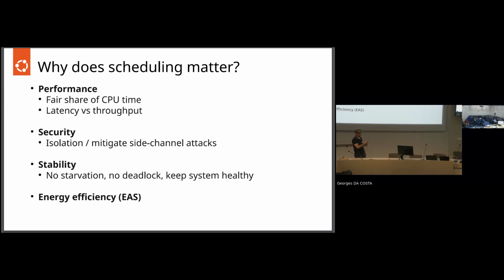So why does scheduling matter? Usually we talk about scheduling purely in terms of performance, meaning that we want to provide a fair share of CPU. There's also the fact that we have been discussing for the whole morning latency and throughput. They seem to be two different things. You either push something on latency and then you end up making the throughput people unhappy, or the opposite.